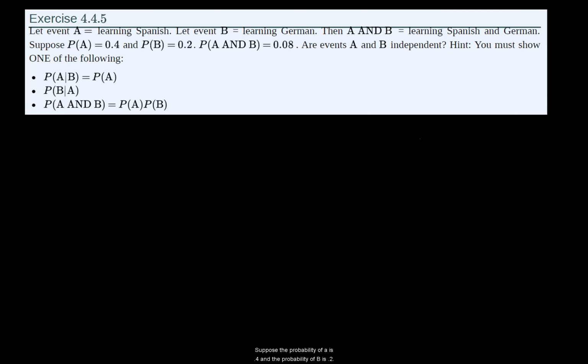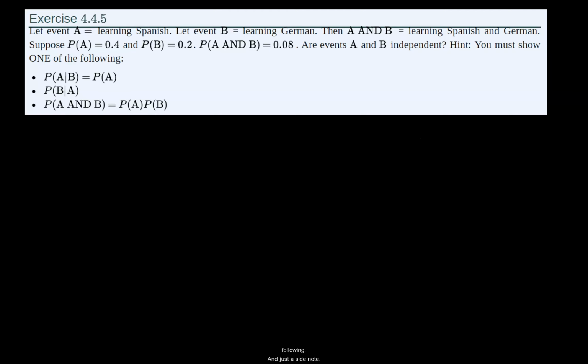Suppose the probability of A is 0.4 and the probability of B is 0.2. The probability of A and B is 0.08. Are the events A and B independent? They give us a hint. You must show one of the following.